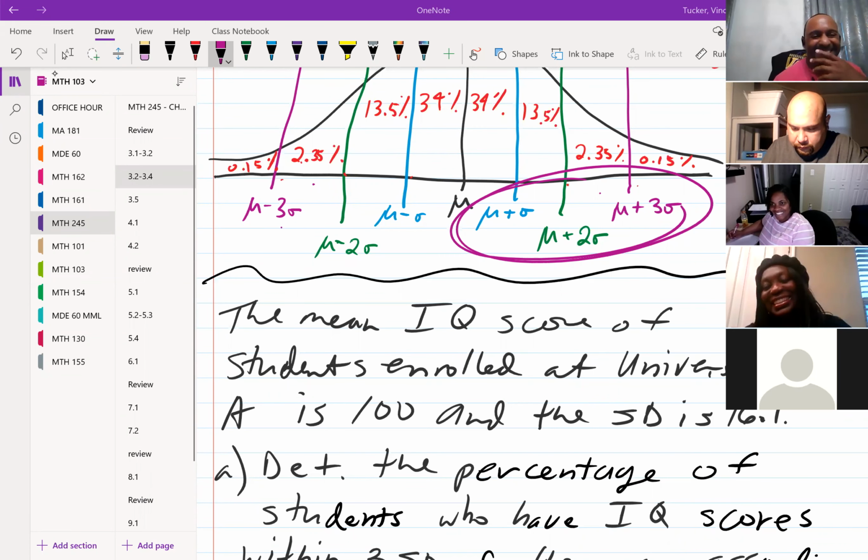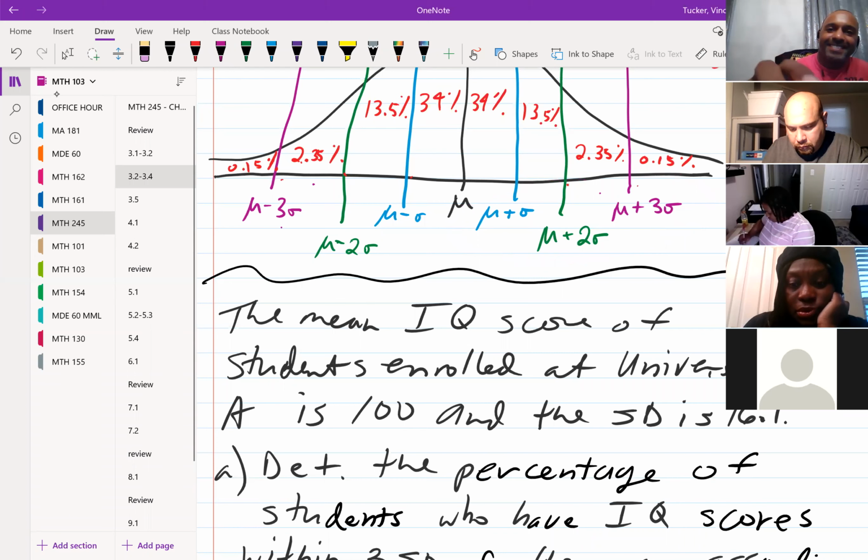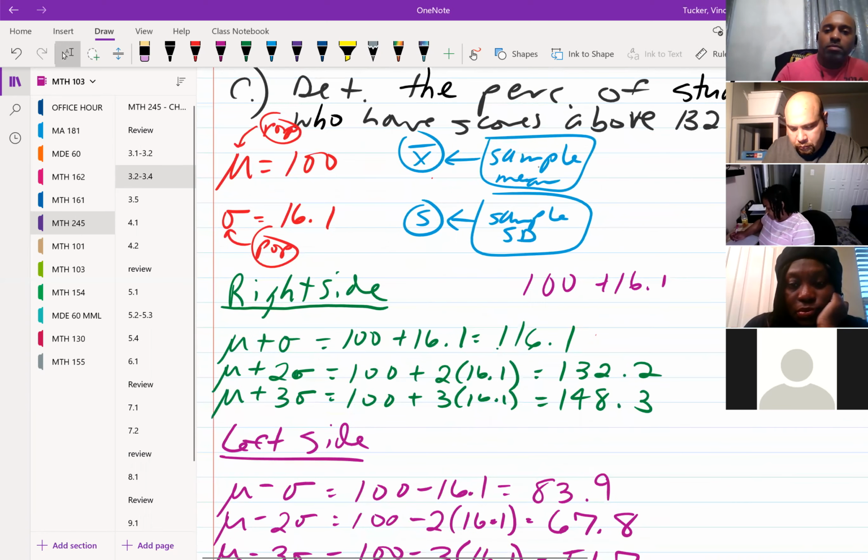No, you're good. I'm just trying to understand it because this whole diagram thing just threw me off. Because in word problems, there's too many words and it can throw you off. Yeah, I agree. So you're saying you take 100 and you add 16.1, 16.1, 16.1 to 100 because there are 3 standard deviations. You got it. Okay. All of y'all got it.